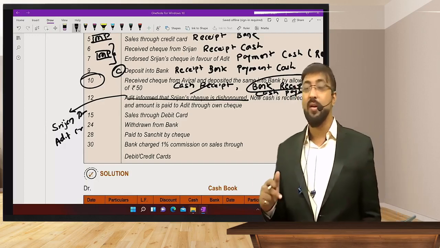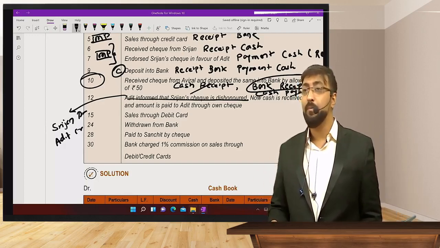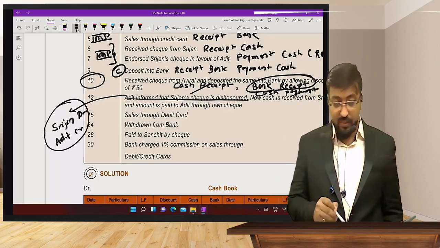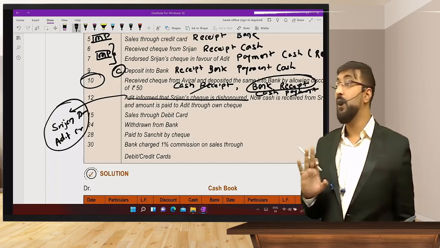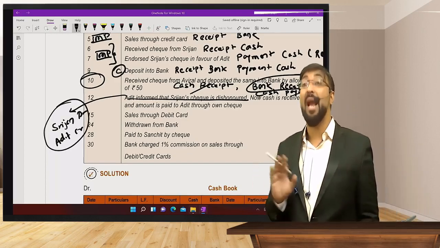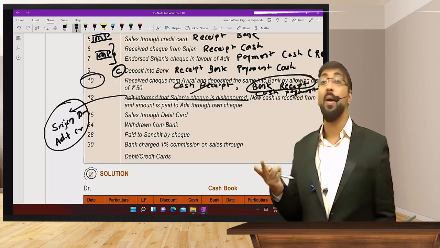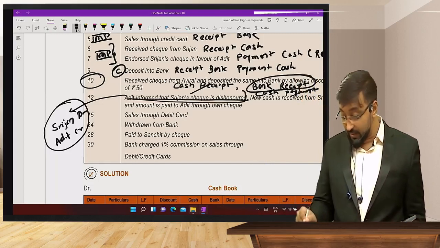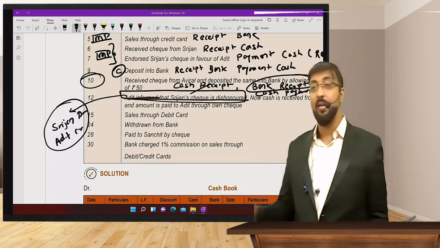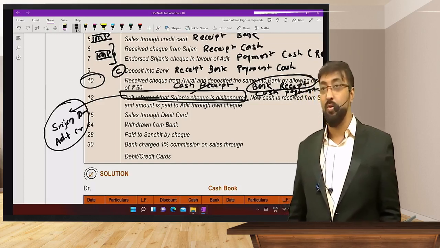Now this dishonor entry is passed through cash book or journal proper. Whether there is any relation of this entry in cash book, beta? No. So dishonor entry is not passed in the cash book. Where do we have to pass? In the journal proper. So this first line, the dishonor entry, is passed through journal proper. So no entry in the cash book.